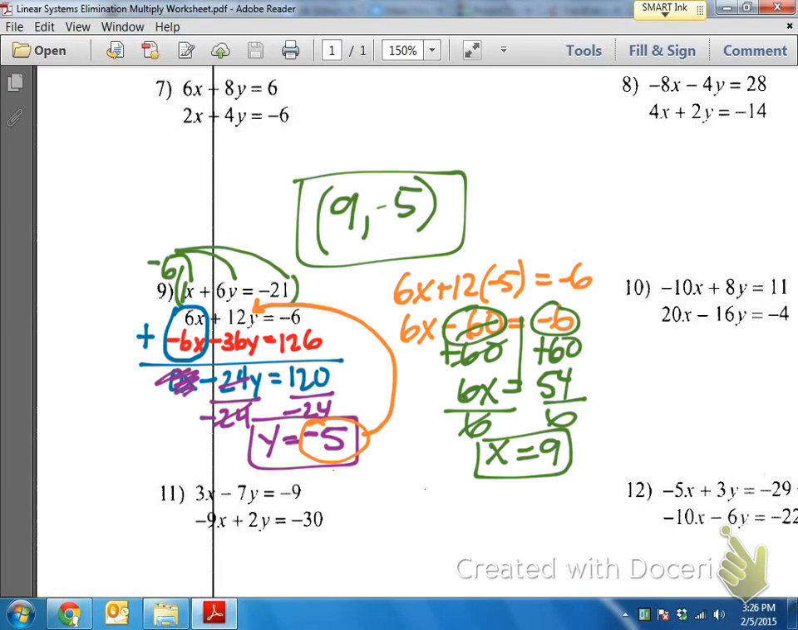Now again, instead of canceling out x to start, you could have canceled out y, and you would have multiplied by negative 2 to cancel out the y's, but I chose to cancel out the x's. On the next one, I'll show you what it looks like to cancel out the y.